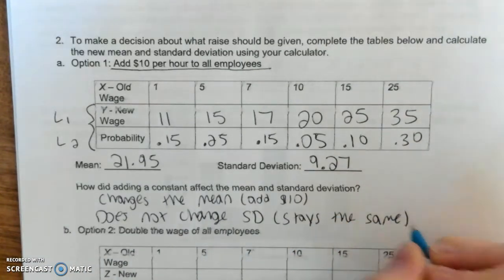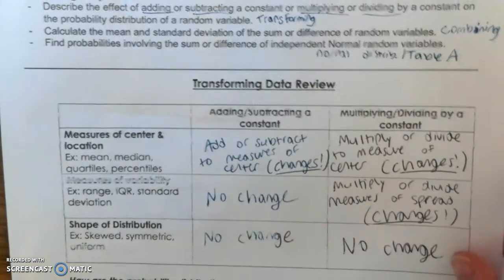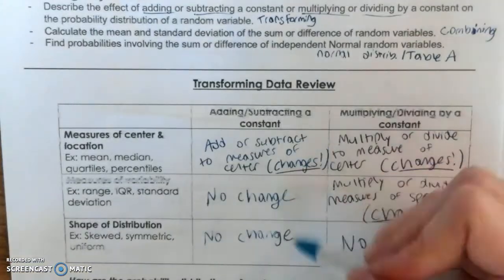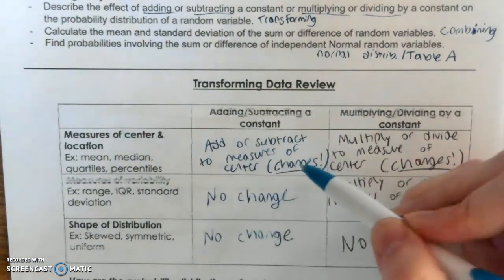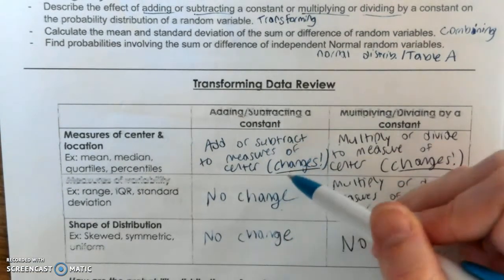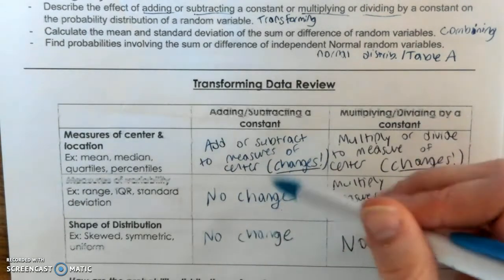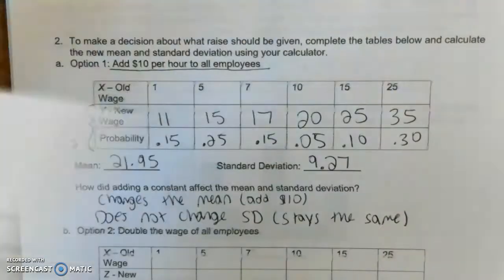Now let's think back to when we were reviewing the Unit 1 stuff about transforming data. That was the same thing, right? Adding or subtracting a constant changed the measure of center, right? But it did not change the measure of spread. The mean is a measure of center, the expected value, and the standard deviation is a measure of spread. So it falls in line with our transforming data.